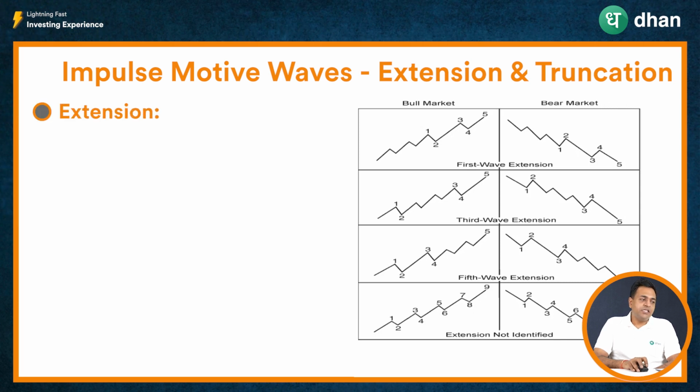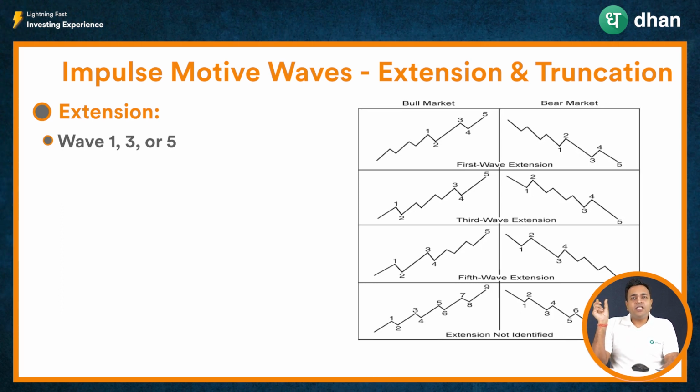Let's talk about extensions. As you can see on my screen, as the name suggests, extension means something is being extended, that is, something is more than expected. So, in case of an extension, it is any one of these waves, wave number 1 or wave number 3 or wave number 5, which is extended in nature. That means it is a little longer than expected.